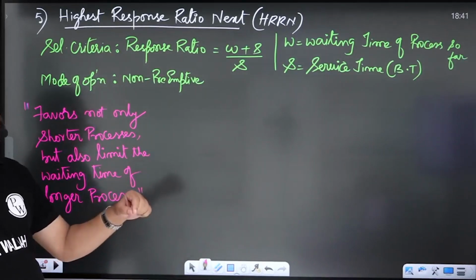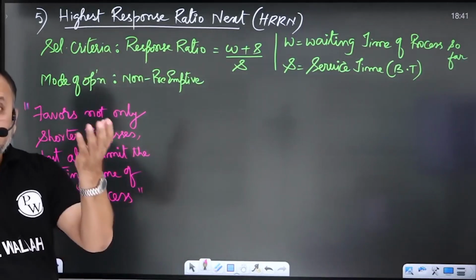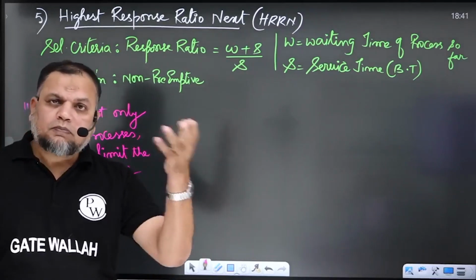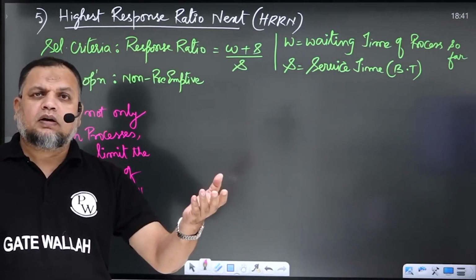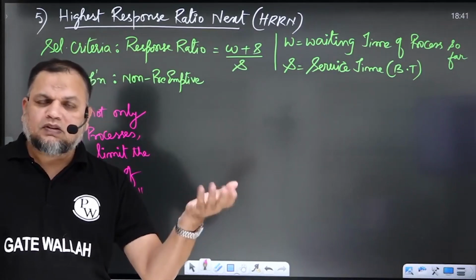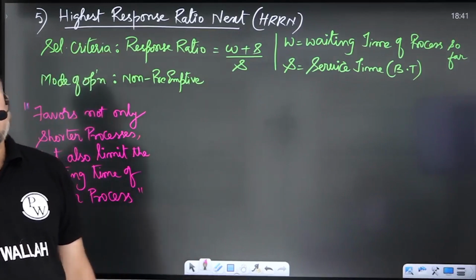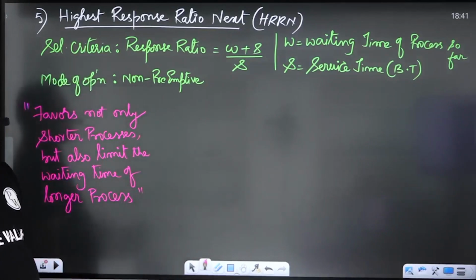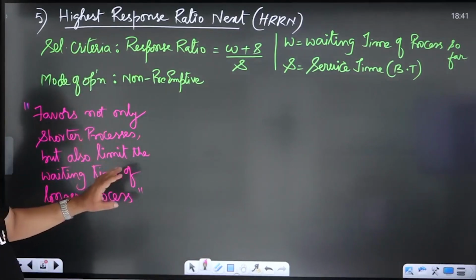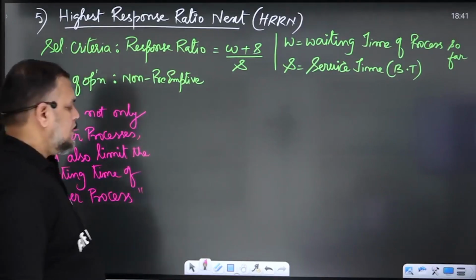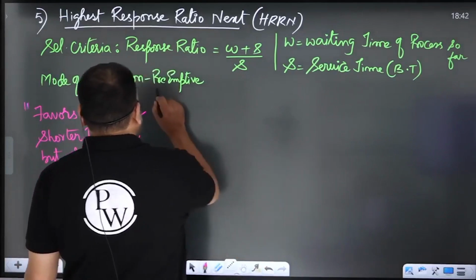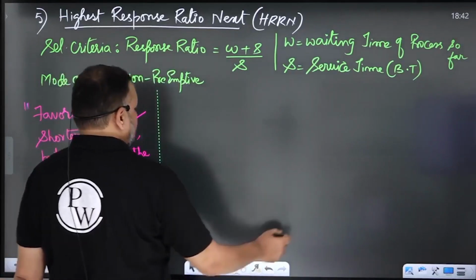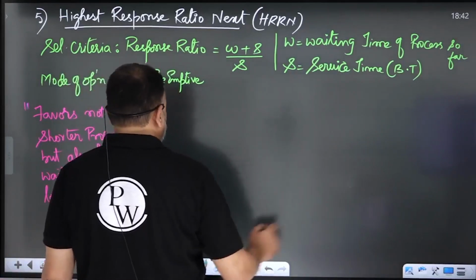So favor shorter processes, because favoring shorter processes has an advantage. It will give you an optimal schedule. Optimal means not only can you maximize the throughput, but also limit the waiting times and turnaround times. So favor shorter processes, but at the same time try to limit the waiting time of longer processes. So how is it going to be done? That we have to see. For that, I will take a data set and first show you SJF. Be on board.